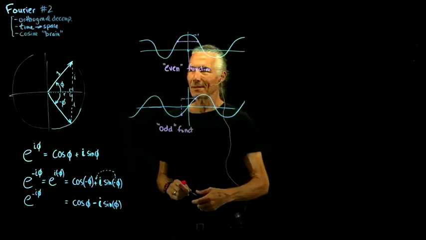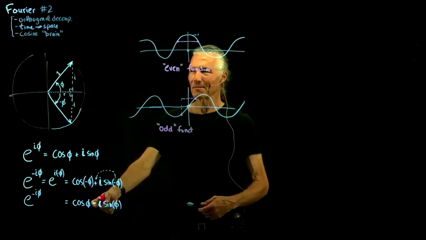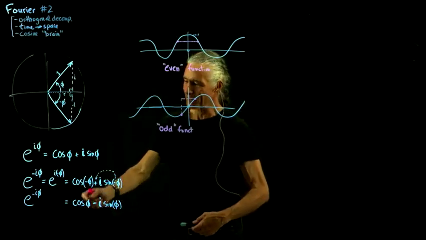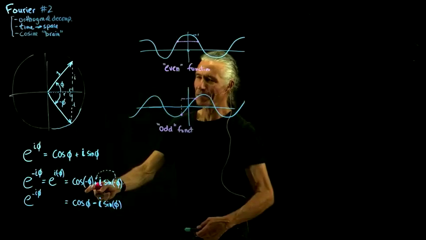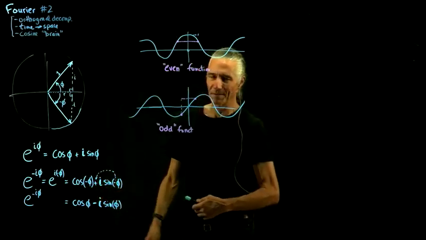Okay, so this is slightly strange when you first see it. Like, where's that negative coming from? And why isn't it on the cosine? It is on the cosine. It's just that it turns out the cosine is the same whether the argument is negative or positive.